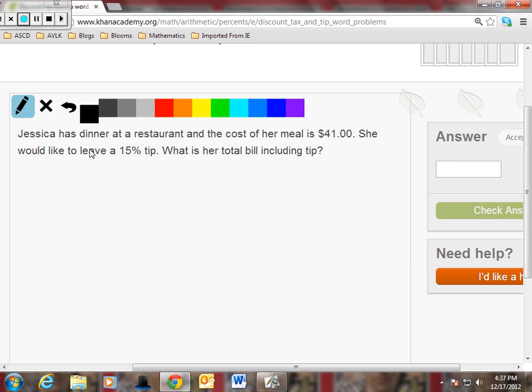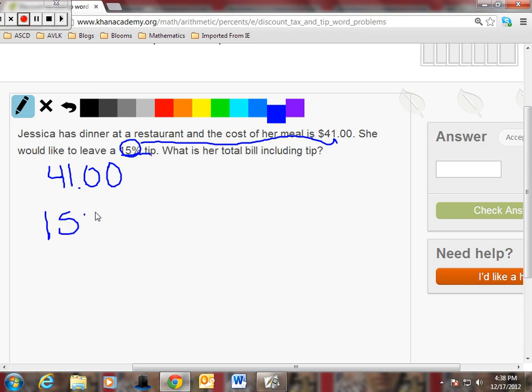So we know that Jessica spent $41, and that is just for food. It says here she would like to leave a 15% tip. Oh wait, she wants to do 15% of the total bill. That's what you do tips with. When you're tipping at a restaurant, you leave a certain percent of the total bill. So we're doing 15% of $41. I'm going to rewrite this. I really need to have what is 15% of $41, and of in mathematics we should remember means times, multiplication.